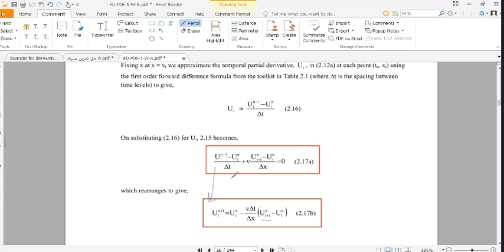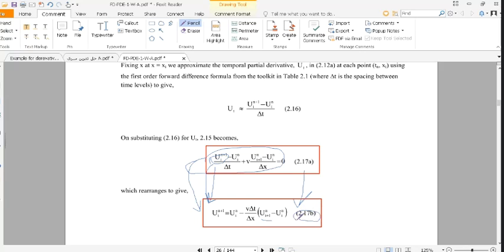Is it okay? From 2.17 we can obtain u i n plus 1 and we can receive 2.17b. Okay, we solve this equation with respect to u i n plus 1 and we obtain u i n plus 1.